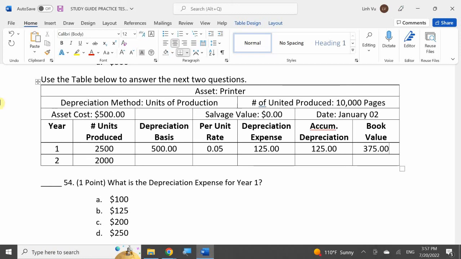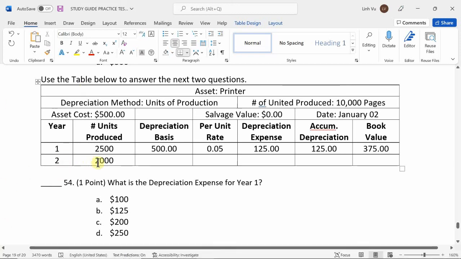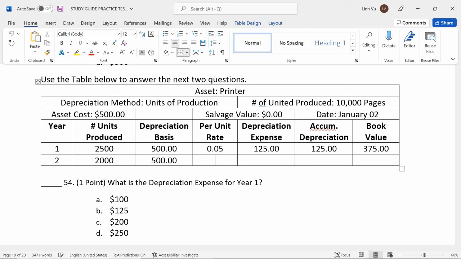Okay? All right, let's go ahead and do year two. What's my depreciation basis for year two? The same as 500. Good, right? Still going to be your asset cost minus salvage value, right? What is your rate? It doesn't change either. The per unit rate doesn't change because you're still going to use the same depreciation basis, and you're still going to divide it by the total number of units that it could produce. So in this case, it's still 5 cents per unit.